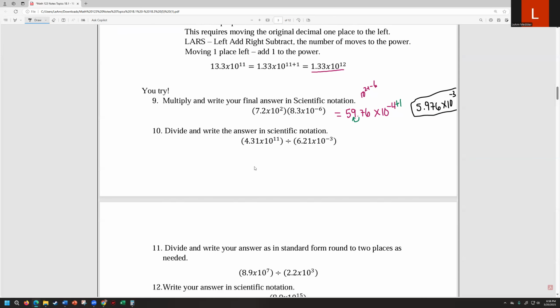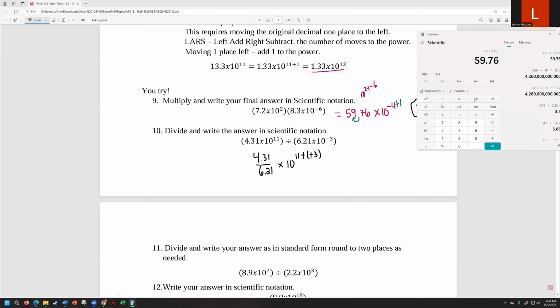Okay, now we're doing a division one. So remember, with division, you're dividing the numbers. First one divided by second one. And then when we do our times 10 part, we're actually subtracting the power. So it's 11 minus a negative 3, because top power minus bottom power. That's a minus a negative, so that's going to end up being plus there. Okay, so this is just to get our initial answer before we check if it's proper.